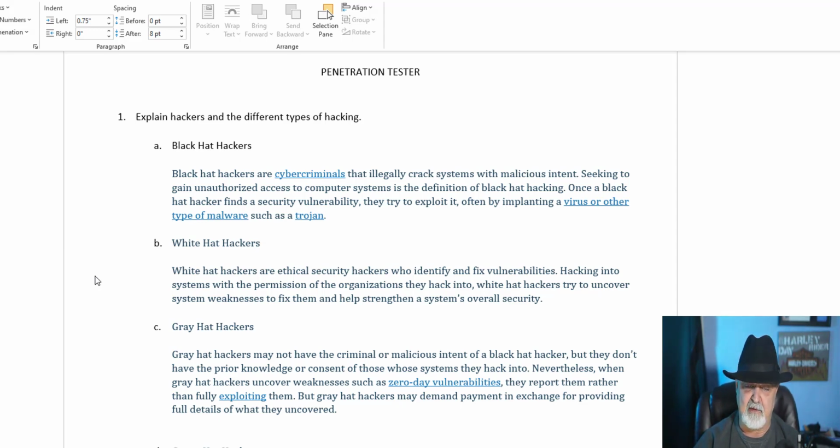A black hat hacker, such as my beautiful black fedora here, are cyber criminals that illegally crack systems with malicious intent. Seeking to gain unauthorized access to computer systems is the definition of black hat hacking. Once a black hat hacker finds a security vulnerability, they try to exploit it, often by implementing a virus or other type of malware, such as a Trojan.